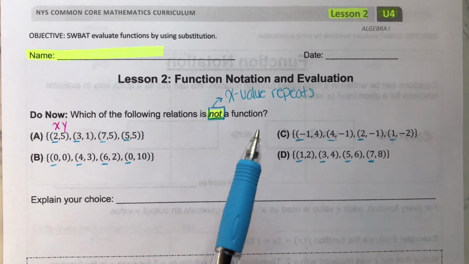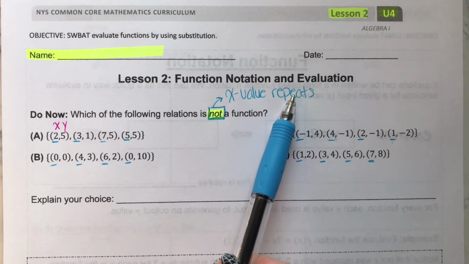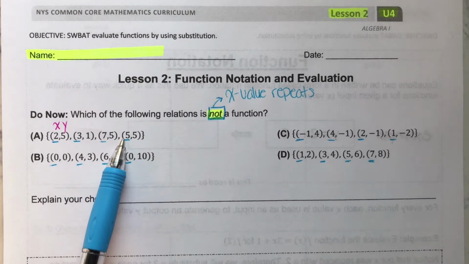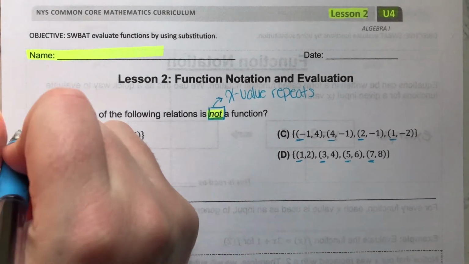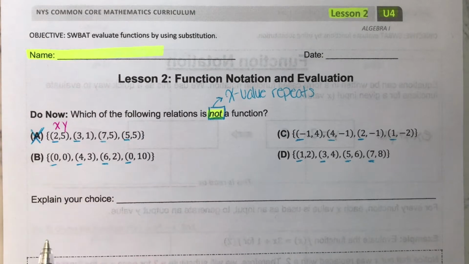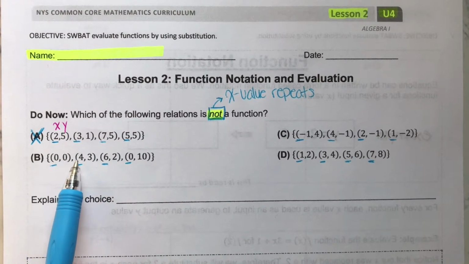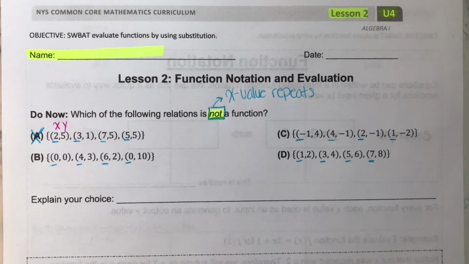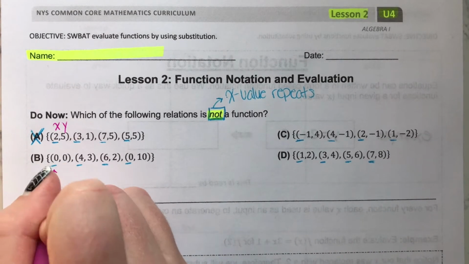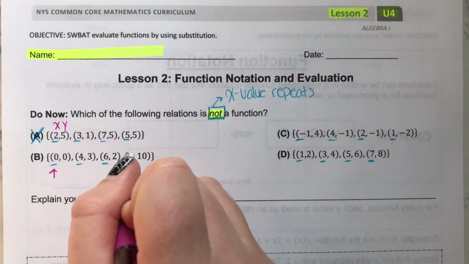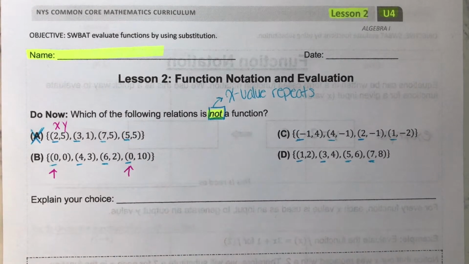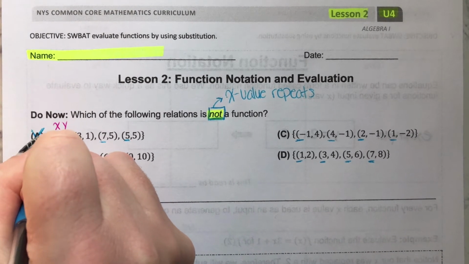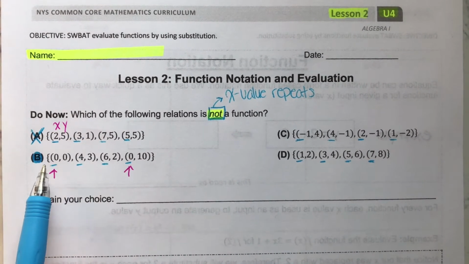Let's look through. I'm looking for x values that repeat because I want something that's not a function. 2, 3, 7, 5. All right, nothing was repeating there, so I know this is not the answer. Choice B, 0, 4, 6, 0. Uh-oh. I can see here that this x value of 0 is in my first coordinate, and this x value of 0 is in my last coordinate. So since they repeat, this would be the answer.